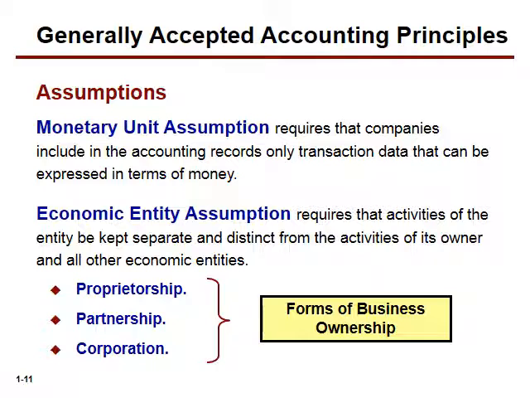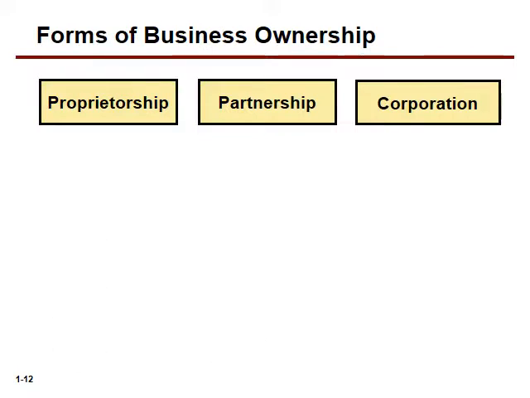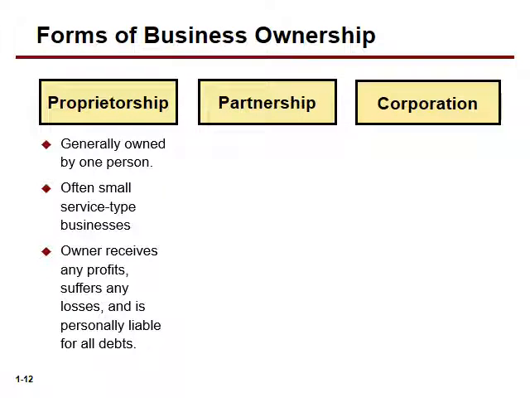Now, take a look at the types of companies that we can have, different ways to set up companies. We have proprietorship, partnership, and corporation. So let's go ahead and take a look at the next slide and see what distinguishes these three different types of companies. And so we have proprietorships. Proprietorships are usually owned by one individual. When that individual dies or sells, the company ends, right?